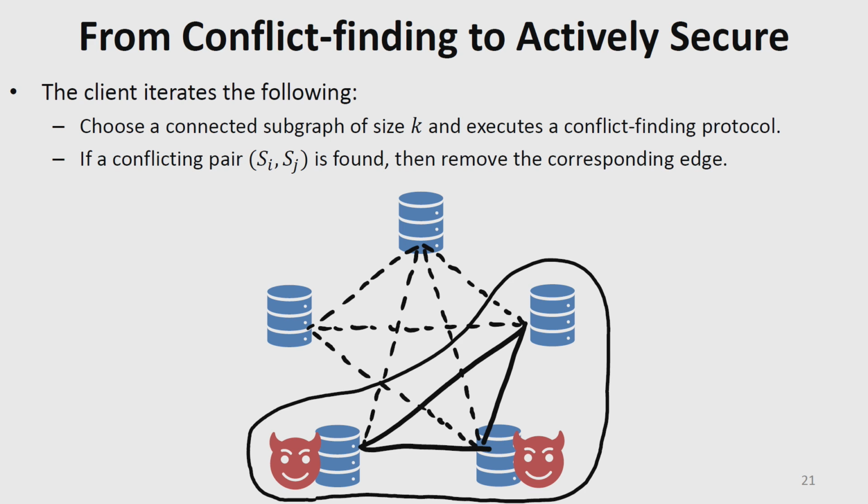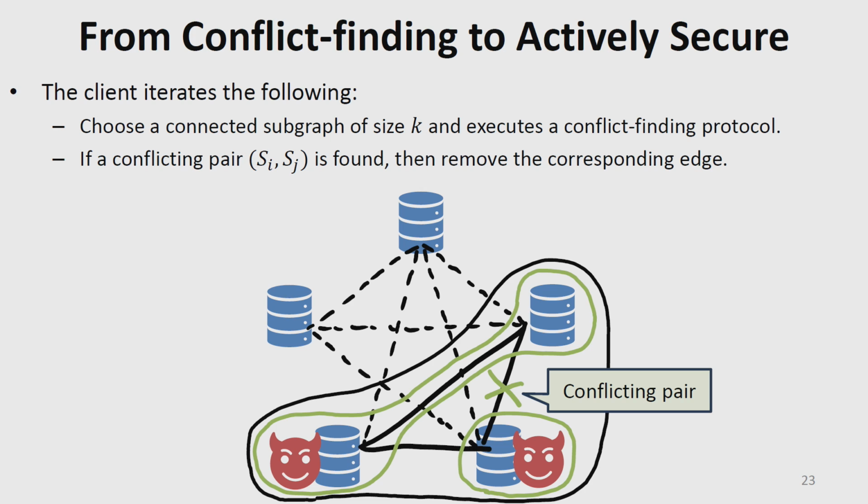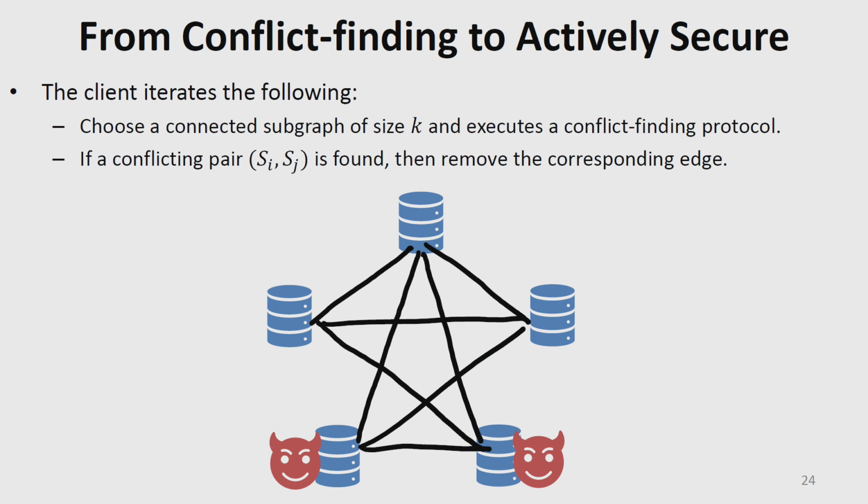In the next iteration, the client again chooses any connected subgraph of size k and executes a conflict-finding protocol with them. And the client will obtain a partition of the set of servers like this. Again, the client chooses any edge crossing the groups, which is a conflicting pair, and removes that edge.